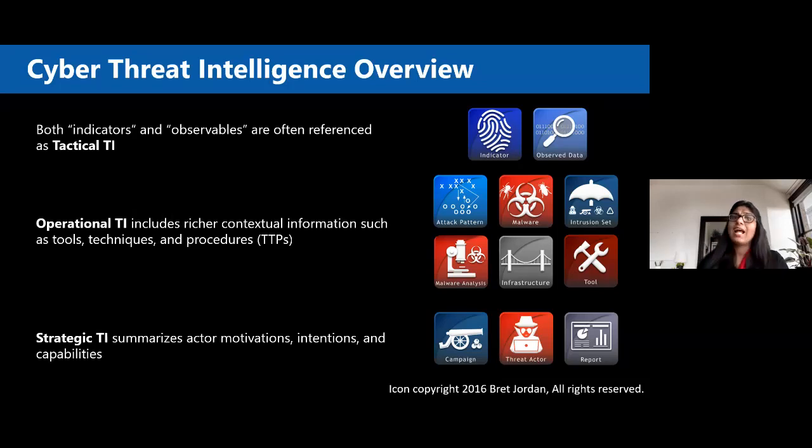Operational TI, on the other hand, is more contextual threat intelligence, things like tools and techniques that are utilized for a particular attack. And strategic TI is even more advanced than operational threat intelligence. It's more around who's the actor, what are their motivations behind a particular campaign? Is there a report published about this actor? Things like that fall under the strategic TI category.